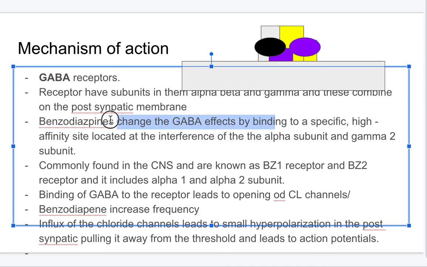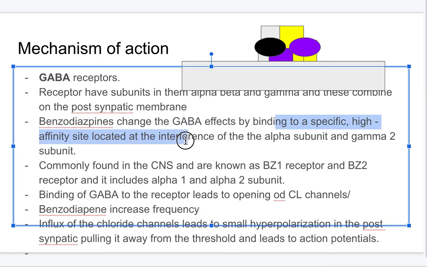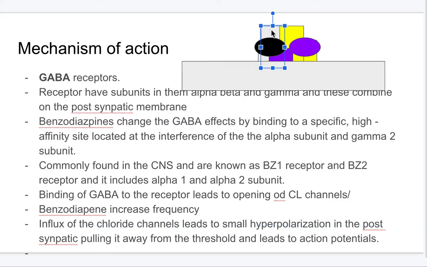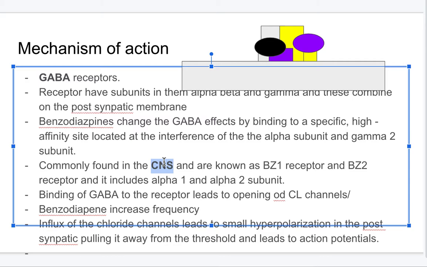It binds at the highest affinity, and the interface is usually the alpha subunit and gamma 2 subunit. Let's imagine this green one is the alpha subunit. Usually benzodiazepines bind to the alpha subunit, or they can also bind to the gamma 2 unit, somewhere over here. They are commonly found in the CNS, in the brain, and their receptors are known as BZ1 or BZ2, benzodiazepine 1 receptor or benzodiazepine 2 receptor.